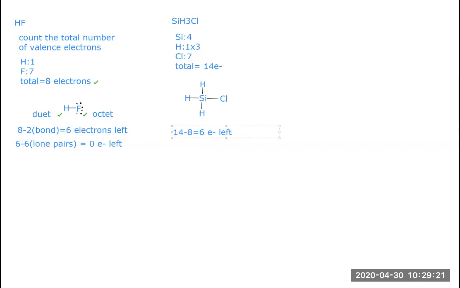The next step is to distribute the lone pairs to complete the octet of the outside atoms first.